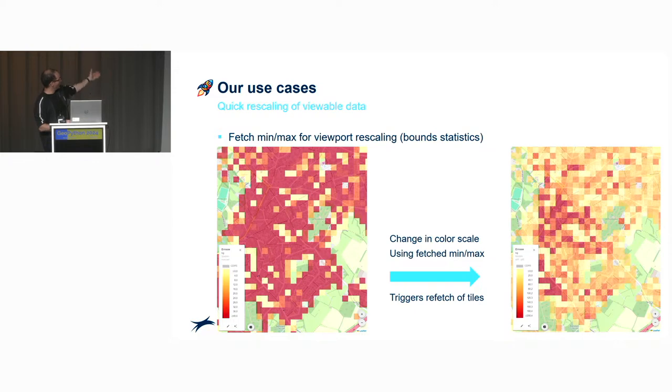So you have a map of a city with NO2 deposition. From 0 to 40, you can't see anything. If you rescale it from 0 to 200, it's clear that there is some difference in the data. So the use case was that we fetch a minimum and maximum within the bounds of what the user is seeing, and then we apply that to the scale so we can rescale it. But in that approach, every rescale by the user triggers a refetch of the tiles, so the more people are doing that, the more your servers don't like it.